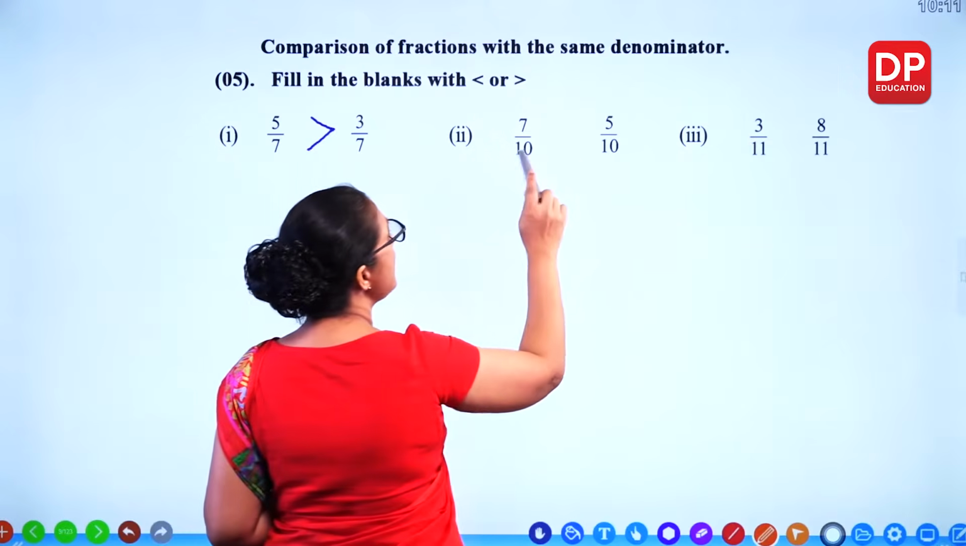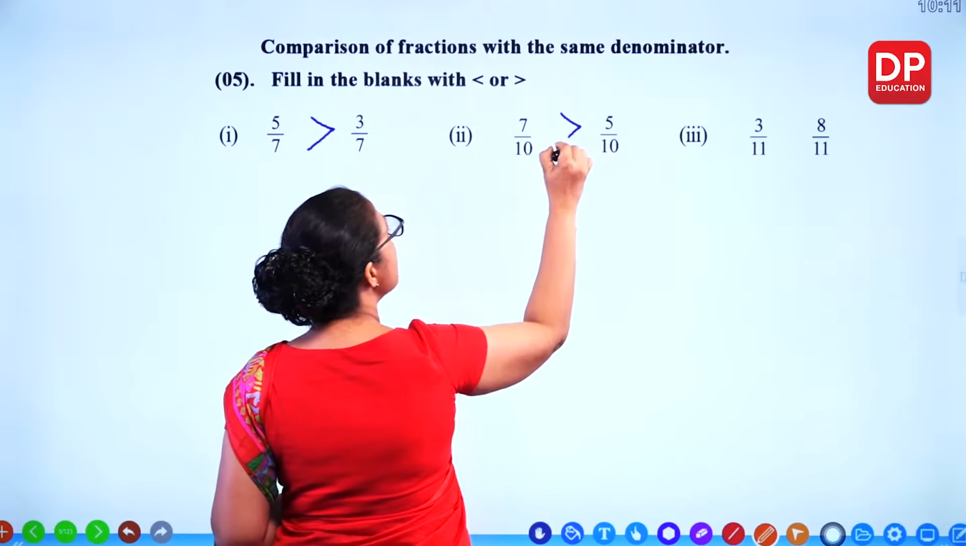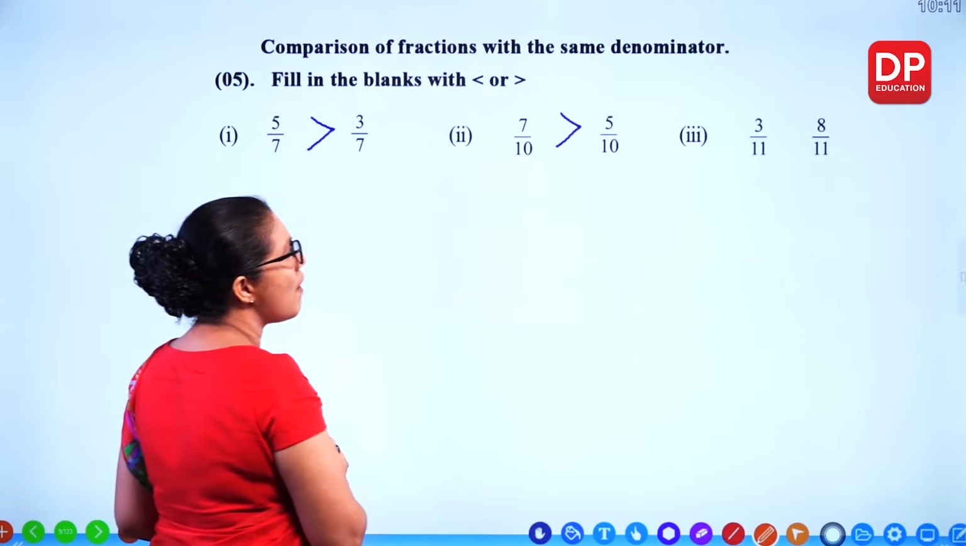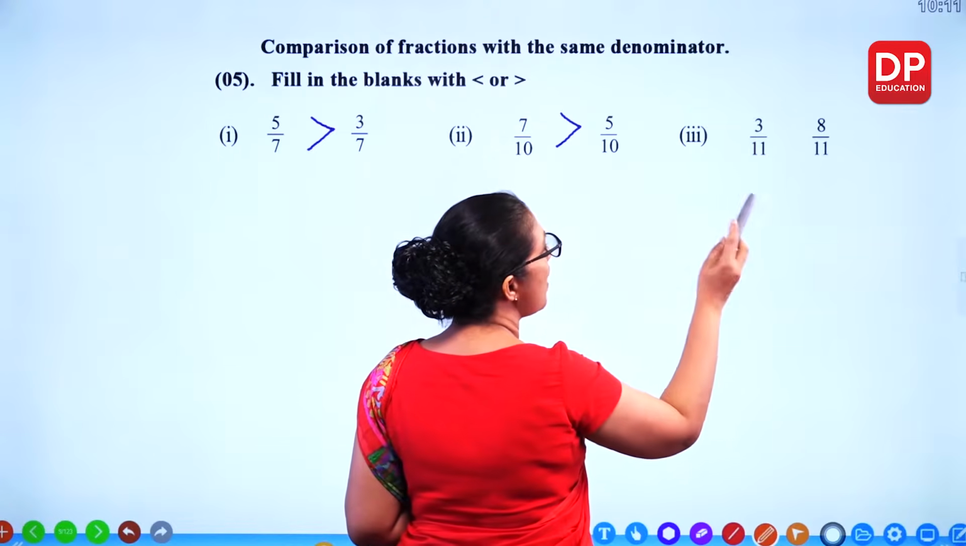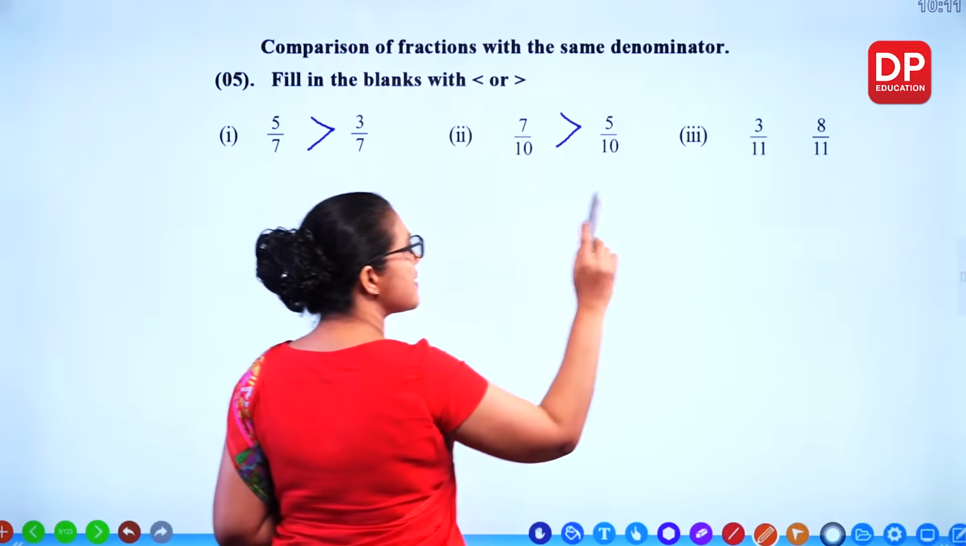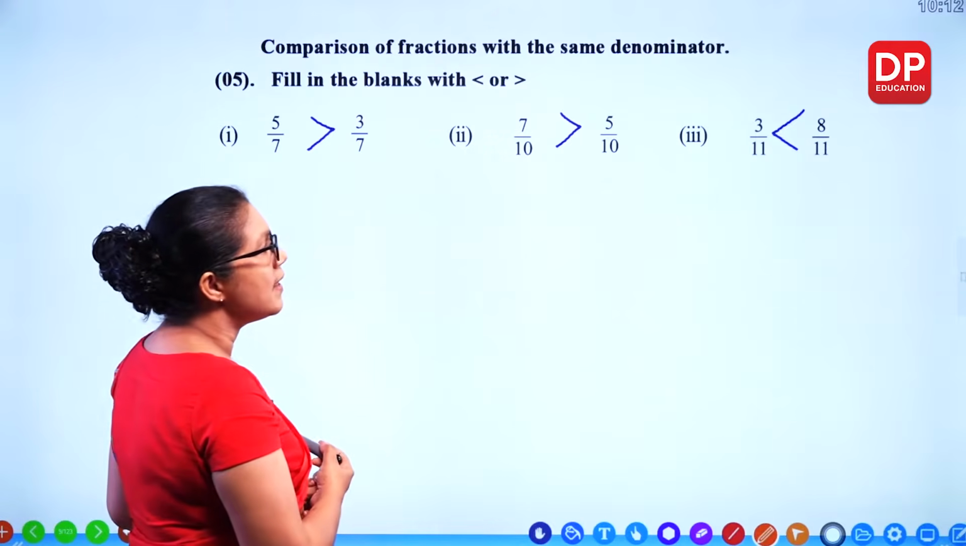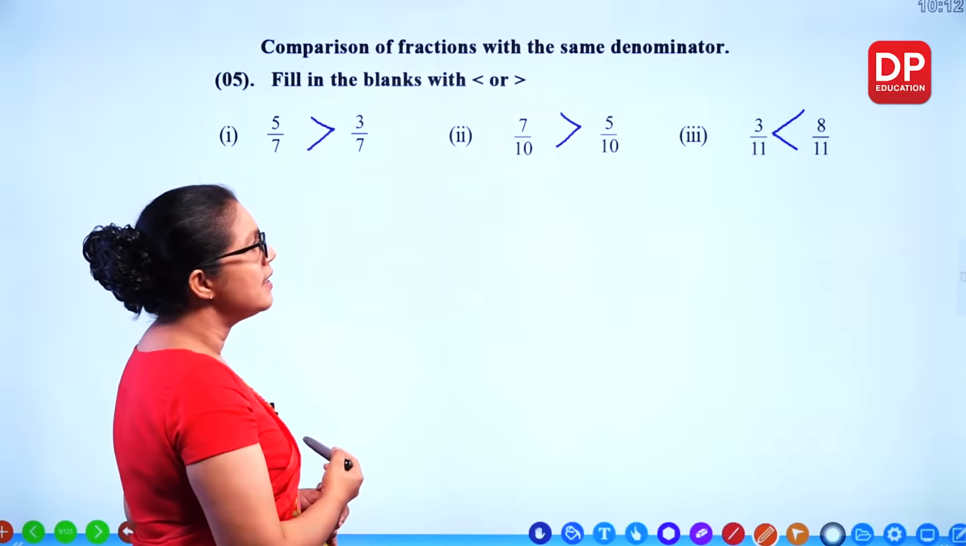Same denominator. Compare the numerators then. 7 is bigger than 5. So 7 over 10 is bigger than 5 over 10. This one, 8 is bigger. 3 is less. So you use this symbol. 3 over 11 is less than 8 over 11.